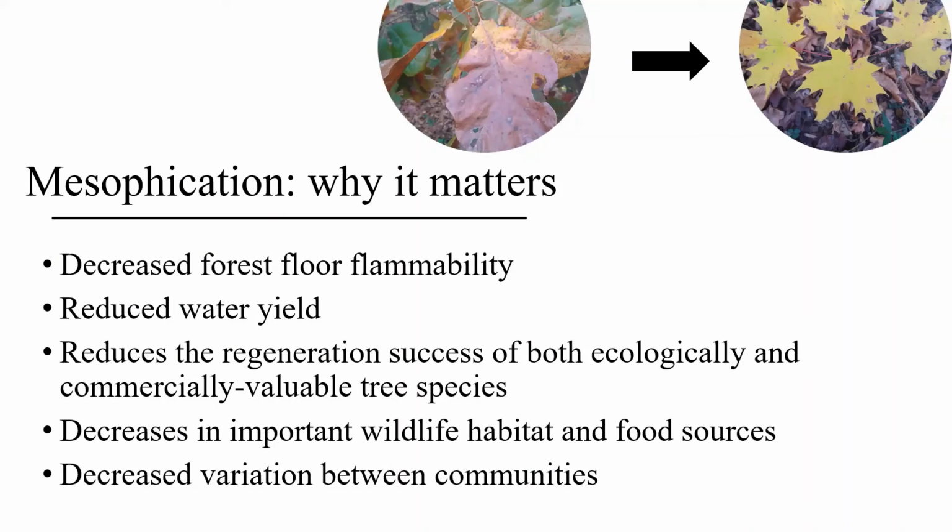This matters for a couple of reasons. There are functional traits associated with this suite of species that result in changes in some ecosystem functions that we would potentially be concerned about, things like timber production, nutrient cycling, and cultural services. Also decreased forest flammability, decreasing the efficacy of prescribed fire, reduced water yield, and huge impacts on potential wildlife habitat, particularly in terms of oak and hickory that provide really important food resources. Potentially, this could also result in decreased variation in forest communities across the landscape. Decreasing differences in these communities across the landscape results in a homogenized condition.